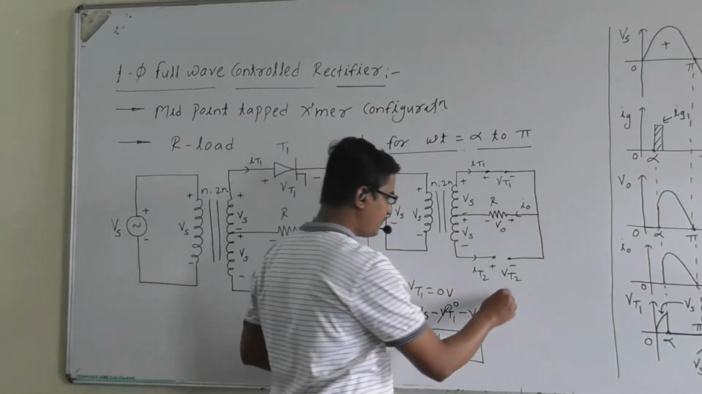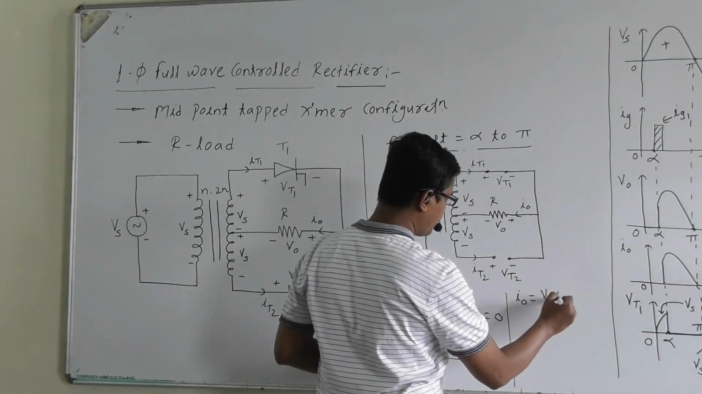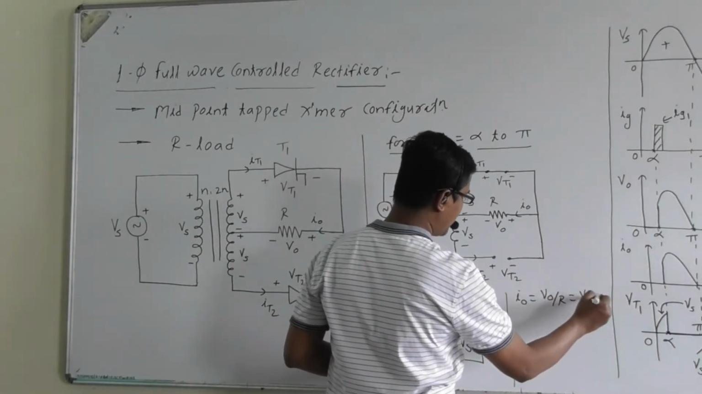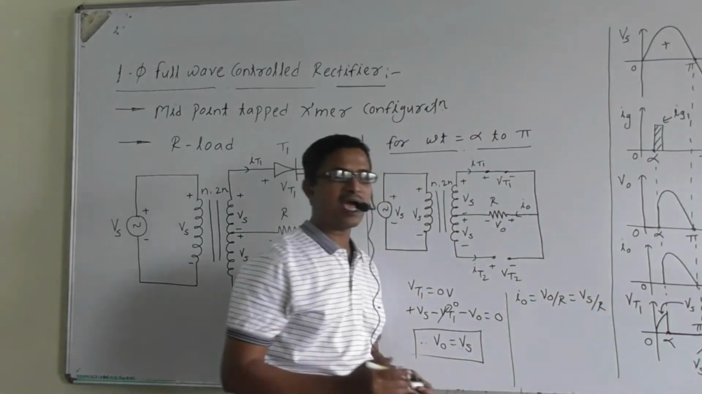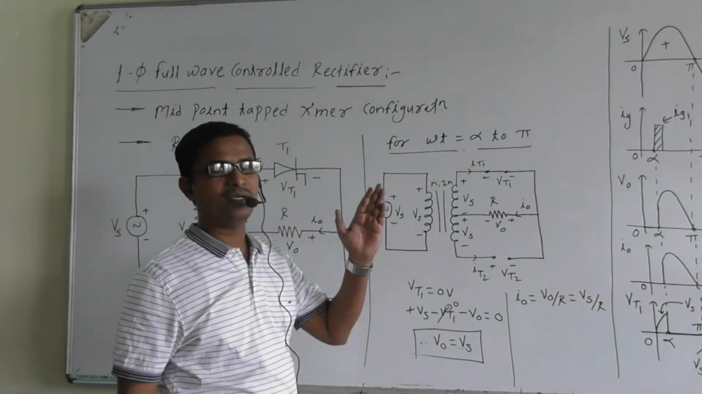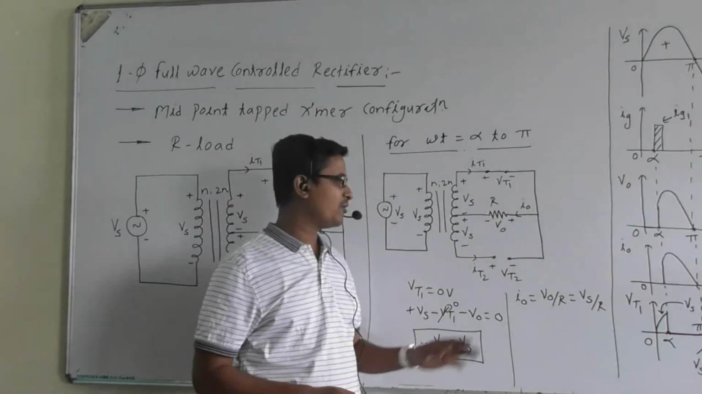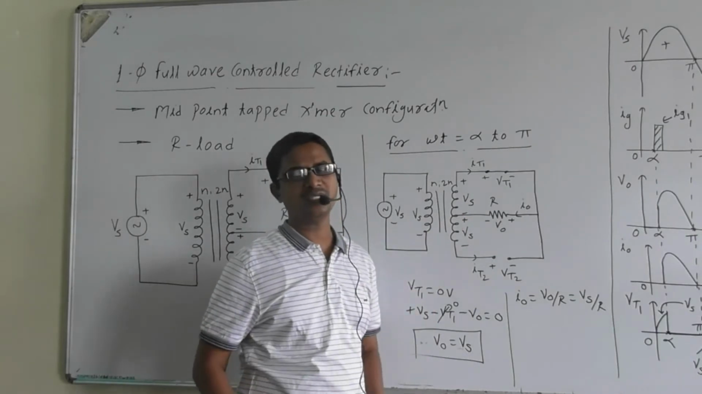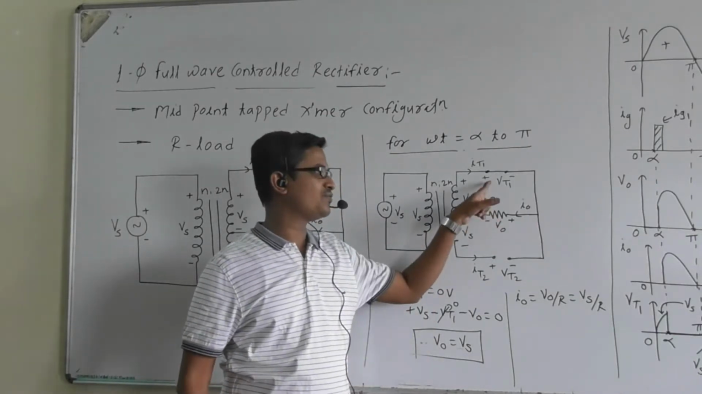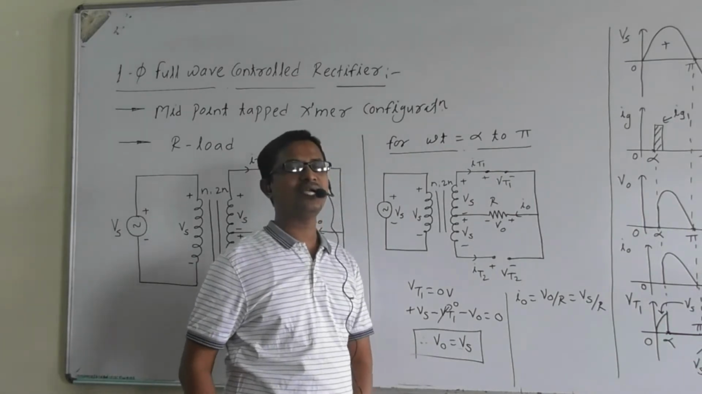Now, what is I0? I0 is equal to V0 by R, so it is equal to Vs by R, right? So definitely I0 will be in phase with V0, because the load is purely resistive. What is Vt1? Vt1 is 0. Here, can we find Vt2? Out of the two switches, one switch is in the on state, the second switch is in the off state. So what is Vt2?